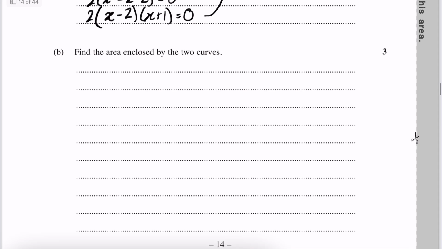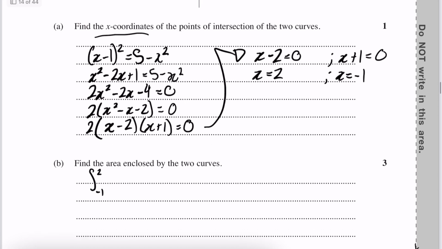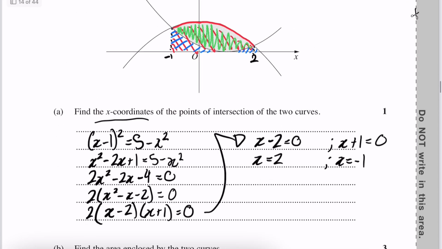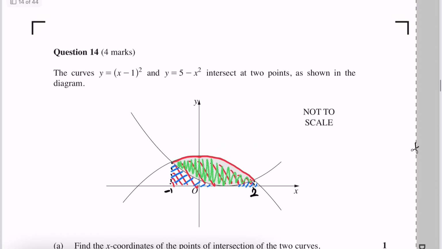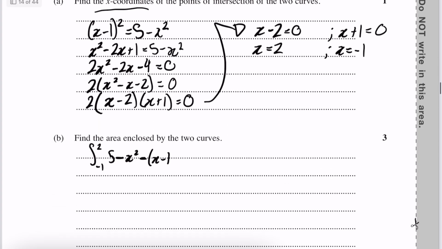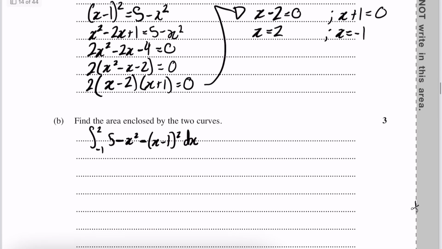So we do top minus bottom, and it's going to be the integral between negative 1 and 2 of the top graph, which was 5 minus x squared, minus the bottom graph, which was x minus 1 squared. And this is with respect to x. We then need to do some expanding, where 5 minus x squared minus x squared minus 2x plus 1 dx.